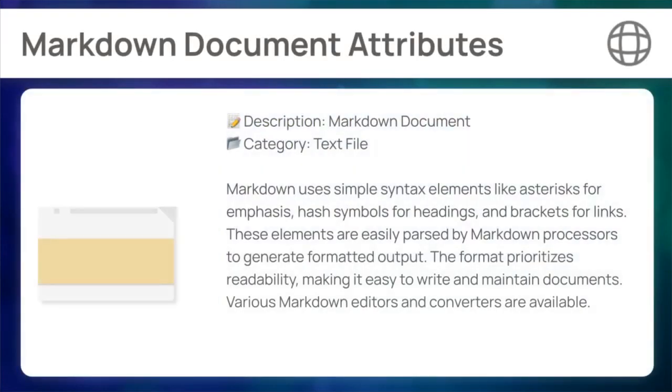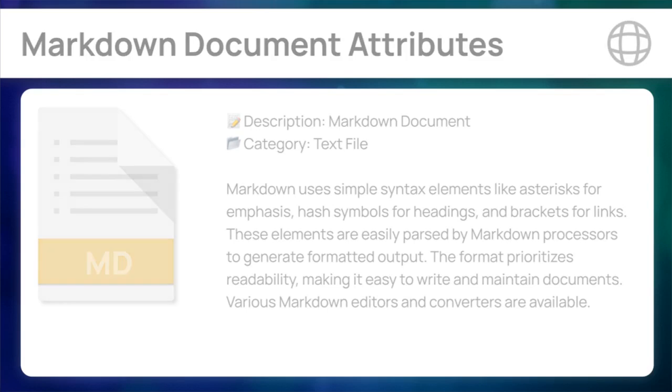Markdown uses simple syntax elements like asterisks for emphasis, hash symbols for headings, and brackets for links. These elements are easily parsed by Markdown processors to generate formatted output. The format prioritizes readability, making it easy to write and maintain documents. Various Markdown editors and converters are available.